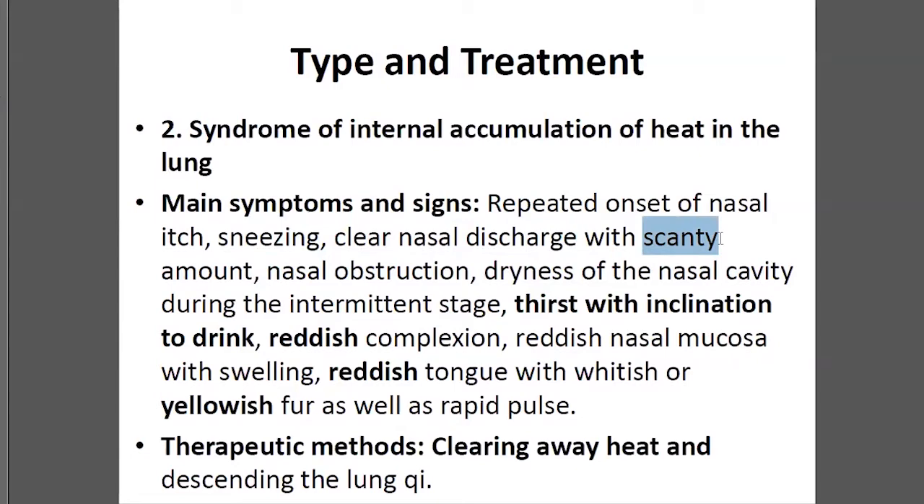Yeah, wind heat pattern is not that common. Still more cold pattern. Yeah, mostly it is cold pattern.